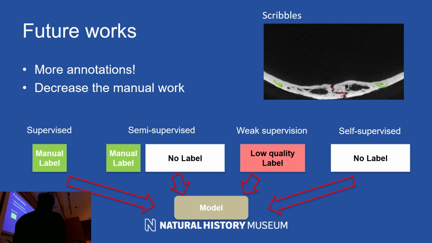But I think the third one is maybe something worth trying: weak supervision using scribbles. So instead of labeling the whole sutures very carefully, drawing the actual contour, we can just draw one or two very simple scribbles, and then use this as the input label and train the model.